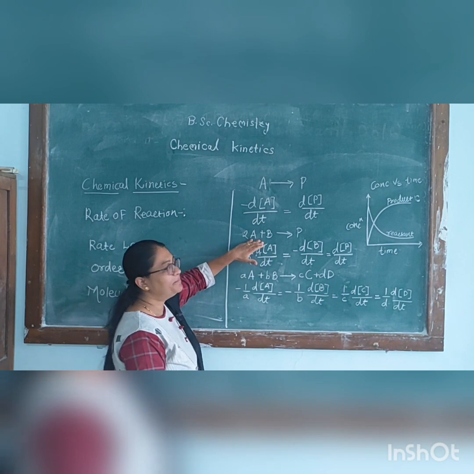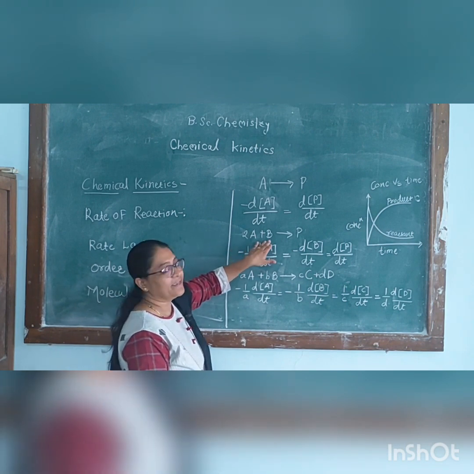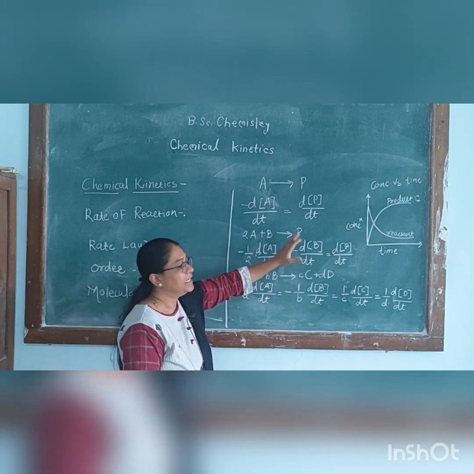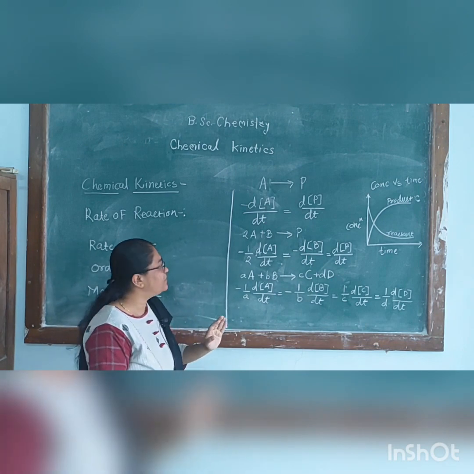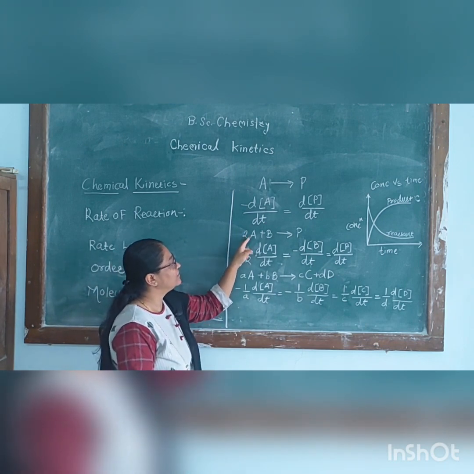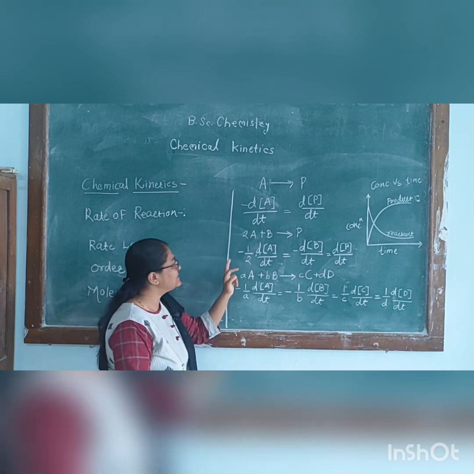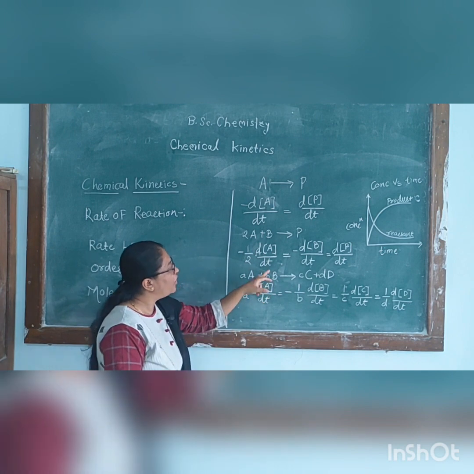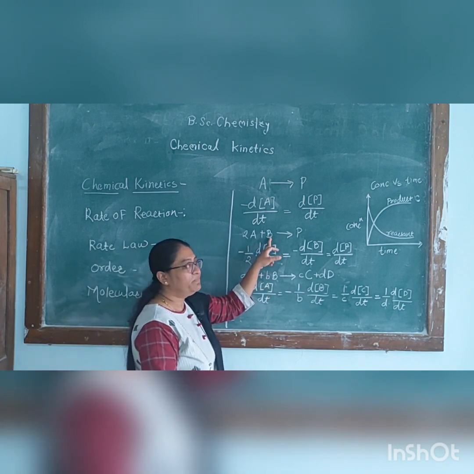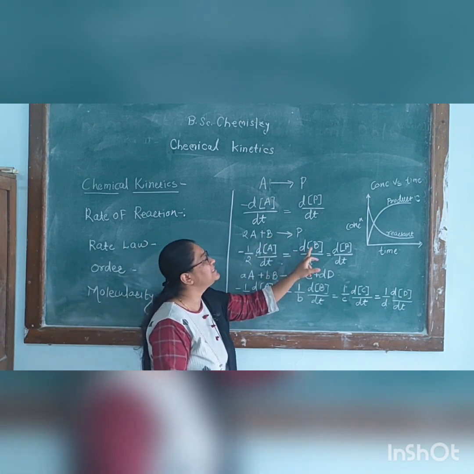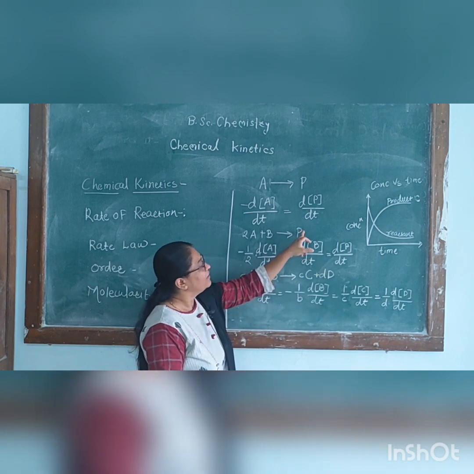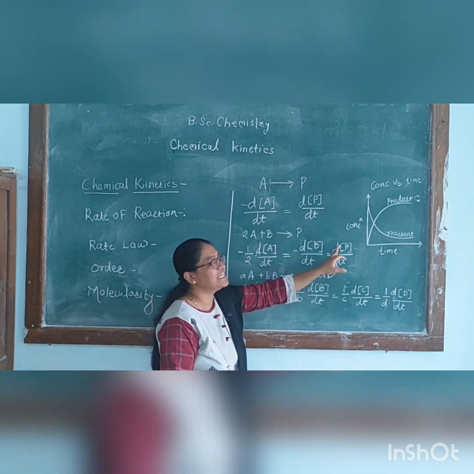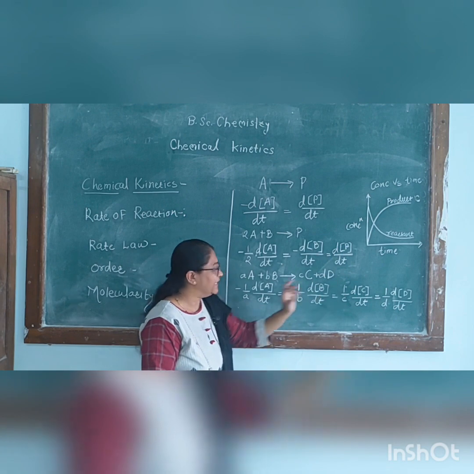Another example: twice of A plus B gives the product. Here how is the rate expressed? Taking the stoichiometric coefficient of the reactant A, it is minus half of dA by dt, or with respect to B it is expressed as minus dB by dt, or with respect to the product the rate is expressed as dP by dt.